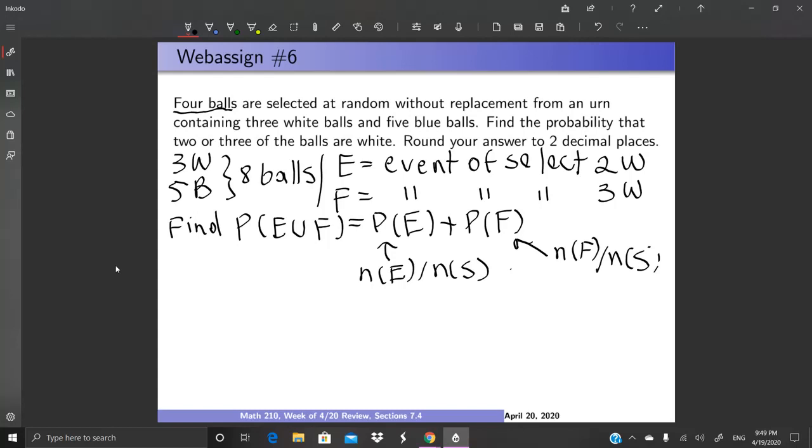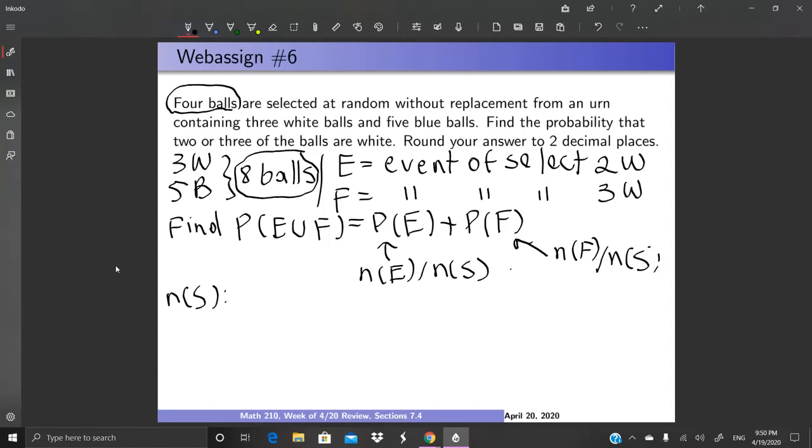Well, let's write it down over here. So we want to find n of S. Okay, so remember what we were doing here. We have 8 total balls, and we're selecting 4 out of them. That means that we're counting the number of ways of selecting 4 balls out of a total 8.